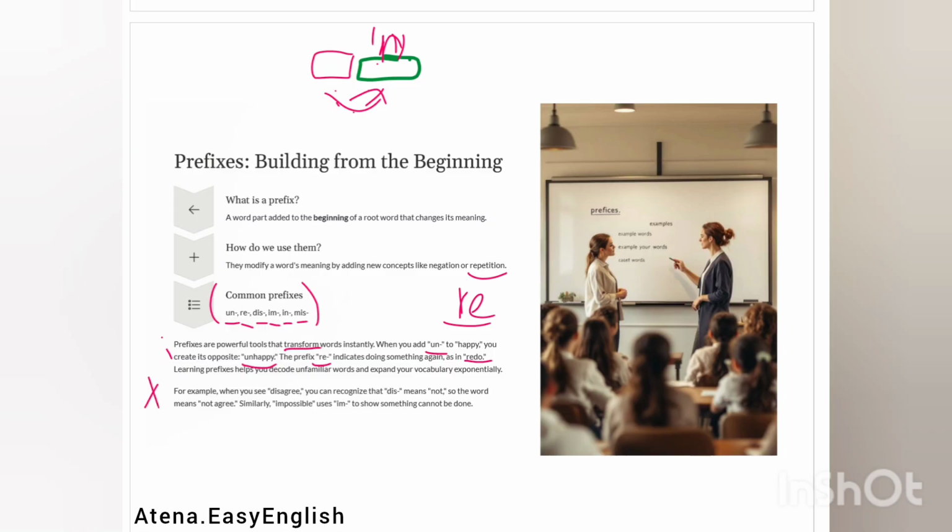Look at here, for example, when you say disagree, you can realize that dis means not. So the word means not agree. Similarly, impossible uses im to show something cannot be done. Okay, so have these common prefixes in your mind.